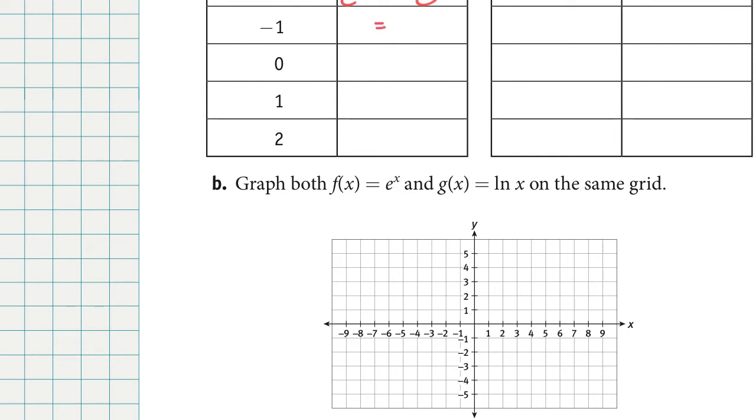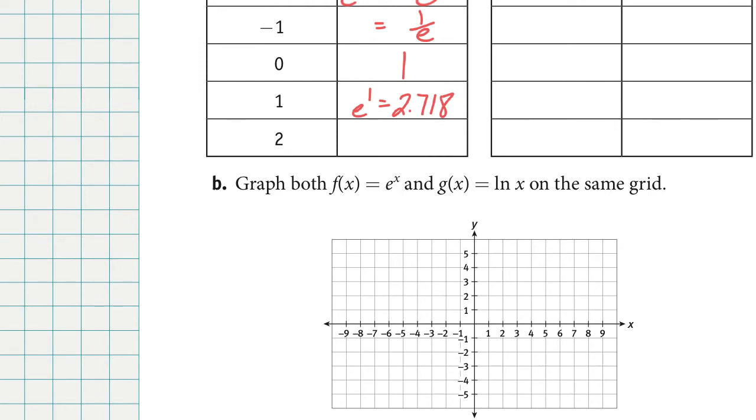E to the negative 1 power is 1 over e. Now you can look up these numbers. These numbers are approximately 1.35 and 0.367. But we're going to leave it at that. Anything to the 0 power is 1. Anything to the 1 power is itself. Well, this would be e to the 1 power. That's that 2.7183 number.